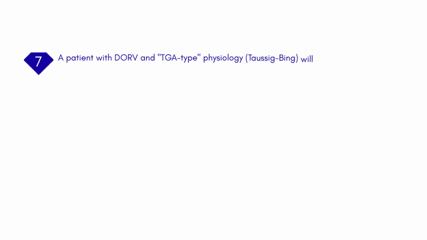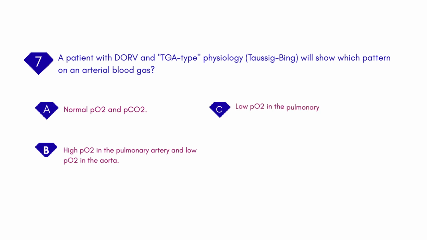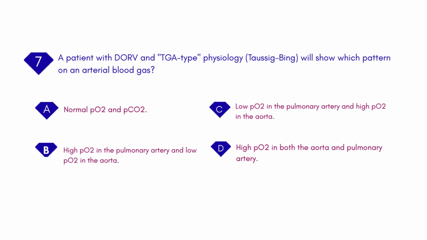A patient with DORV and TGA-type physiology, Taussig-Bing, will show which pattern on an arterial blood gas? A. Normal PO2 and PCO2. B. High PO2 in the pulmonary artery and low PO2 in the aorta. C. Low PO2 in the pulmonary artery and high PO2 in the aorta. D. High PO2 in both the aorta and pulmonary artery. Answer: B. High PO2 in the pulmonary artery and low PO2 in the aorta.